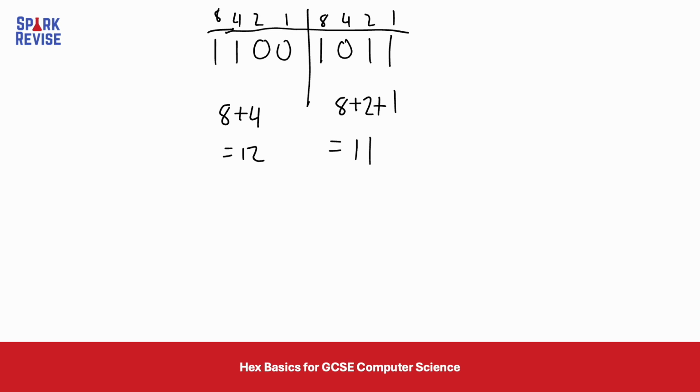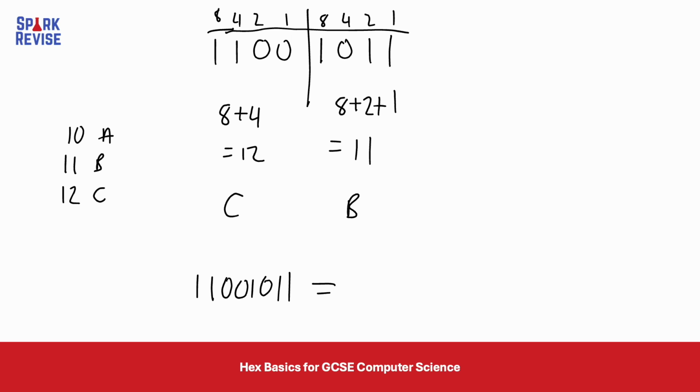So we can then go back to our conversion table. So we had 10 gives you A, 11 gives you B, 12 gives you C. So 12 is C, 11 is B, therefore 11001011 in hexadecimal is CB. Once again, pause the video, skip back if you need to have a look at that. Hopefully that was nice and easy to understand.